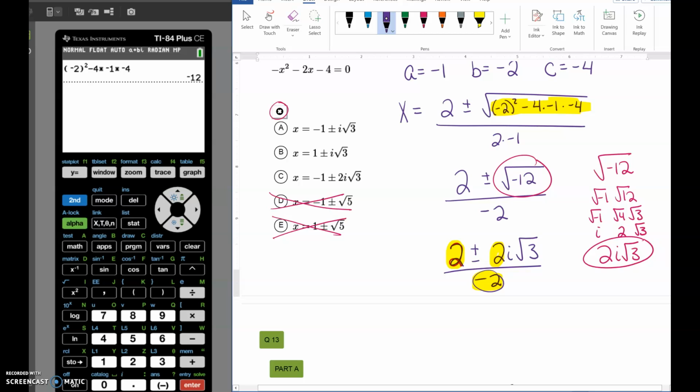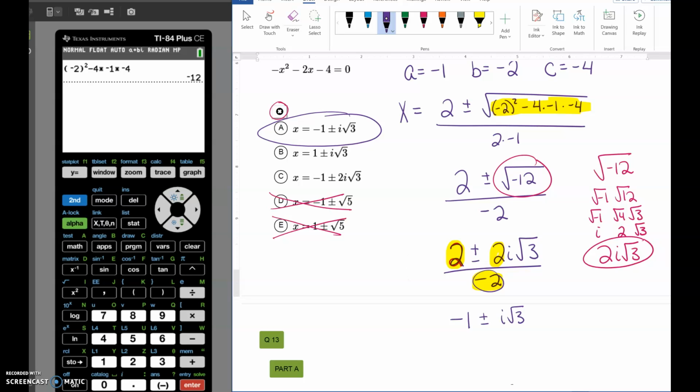Okay, so this ends up being negative 1 plus or minus 1i square root of 3. 2 divided by negative 2 makes this a negative 1, but because there's a plus or minus here, it just kind of takes care of that. So your correct answer is negative 1 plus or minus i times the square root of 3.